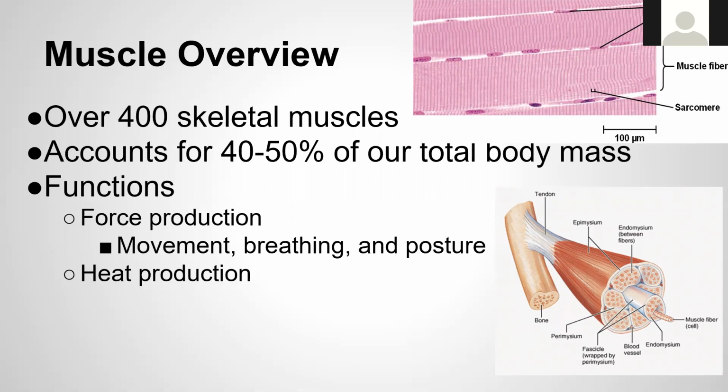Now, the function that skeletal muscle is going to provide us is primarily force production. So what this does is it helps us to move, breathe. It can also help us with posture. So the whole reason why we sit up straight is because the muscles in our back keep us erect and upright. It also helps us with heat production. So this is something you don't normally think of, but the muscles will actually almost vibrate themselves to create friction-based heat. This will help us stay warm when we are in a cold environment.